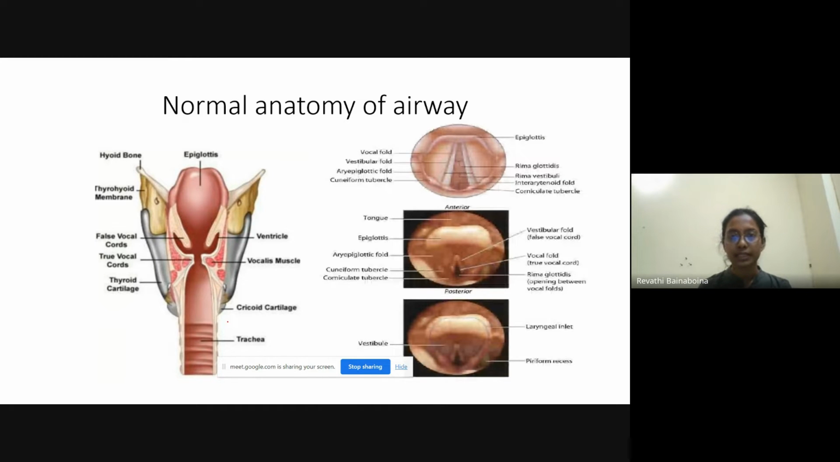And this is a direct laryngoscopy. From anterior to posterior, we can see tongue, epiglottis, aryepiglottic folds, cuneiform tubercle, corniculate tubercles, and in the midline, we'll be seeing vestibular folds, that is false vocal cord, true vocal cords, and rima glottidis.